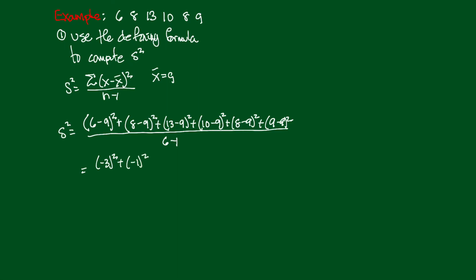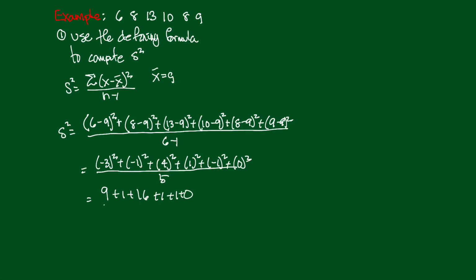Okay, now, this is going to be negative 3 squared plus negative 1 squared plus 4 squared plus 1 squared plus negative 1 squared plus 0 squared. Now, we actually did this in the last example using that table. I'm just not writing the table this time. All that over 5. All right, so now we get what? 9 plus 1 plus 16 plus 1 plus 1 plus 0 all over 5, right? And that gives us that 28.